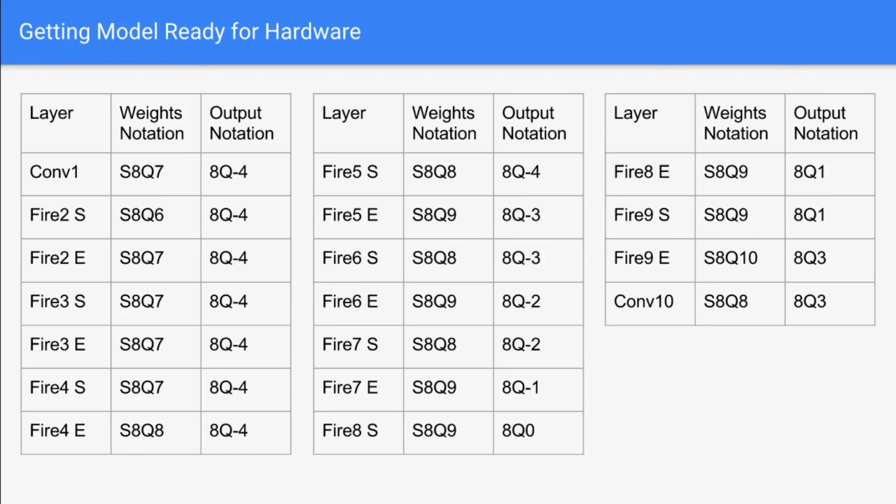We did a bunch of statistical analysis and found that these are the representations that we need in fixed point. The S stands for signed. 8 stands for 8 bits total. So all of the layers have 8-bit weights and 8-bit output. The number after the Q stands for the resolution. So Q7 means 1 over 2 to the 7th. Q-4 means 1 over 2 to the -4 is your resolution.